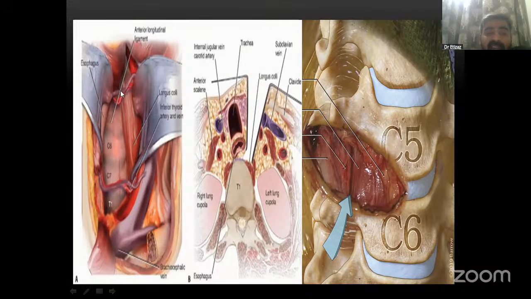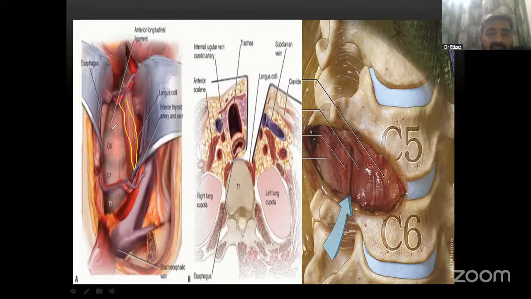When we retract this, we will reach the level of the prevertebral area. This is the prevertebral area, you can see. And these are the longus colli muscles bilaterally. We have to retract the longus colli muscles laterally. Then we'll appreciate the disc level.